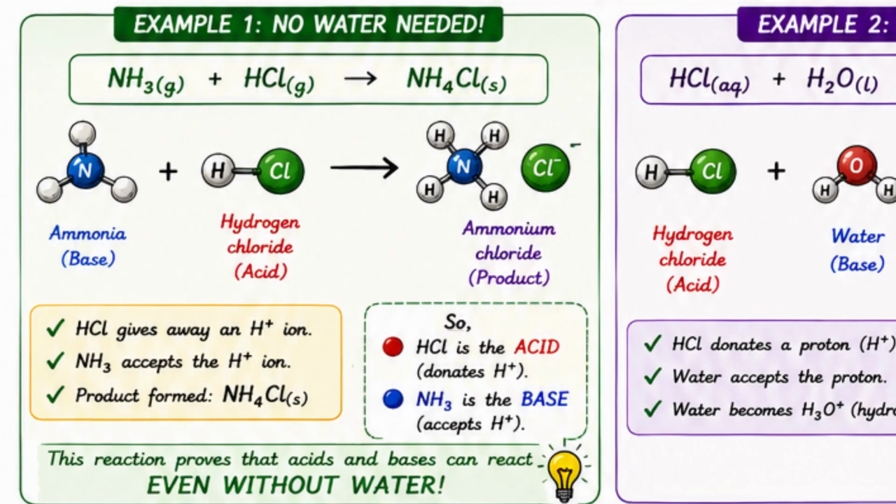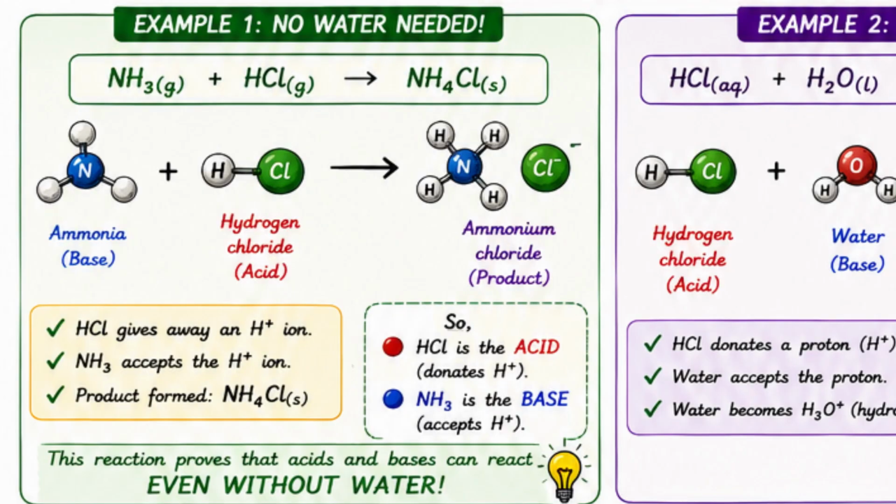Let's look at this example: ammonia NH3 plus HCl hydrogen chloride gives ammonium chloride. This reaction is one of the most beautiful examples in chemistry. Let's slow everything down. Hydrogen chloride has a hydrogen atom attached to chlorine. Ammonia has a lone pair of electrons on nitrogen. Nitrogen sees the proton. It wants it. Hydrogen chloride lets go. Ammonia grabs it.